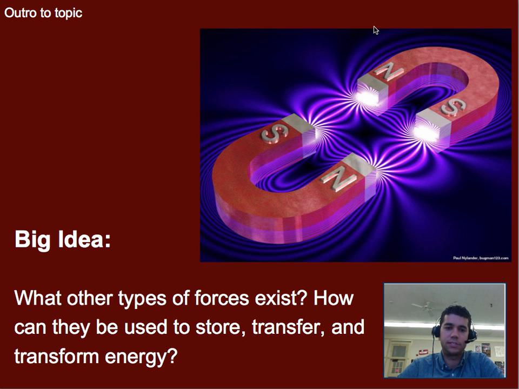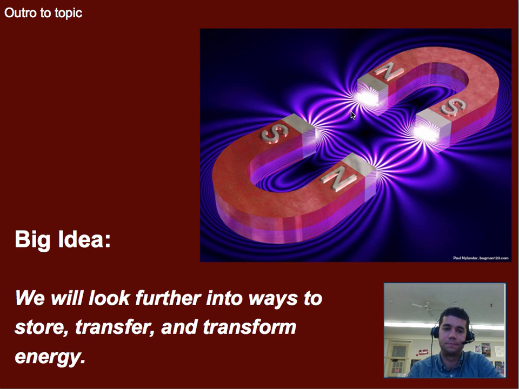Okay, so the big idea that we looked at was what other types of forces exist and how can they be used to store and transfer or transform energy. And so we looked at magnetic fields, electric fields, and gravitational fields as ways to store energy, and that energy can later on be transferred or transformed into other objects or other types of energy.